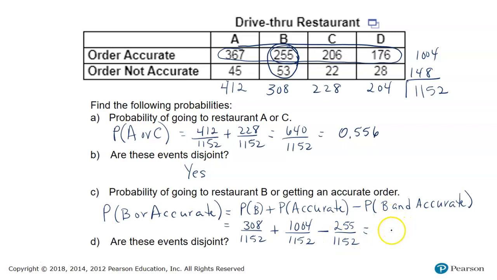Okay, so when I do that, I'm going to be at 1057 out of 1152. So I'm going to have 0.918 as my probability. Okay, as far as doing this intuitively, if you want to just add up the accurate orders and then pick up this additional one here for the 53 to represent all of B, then that's another way you could do the problem. Are the events disjoint? They're not disjoint because we do have an overlap here, that overlap being the 255.